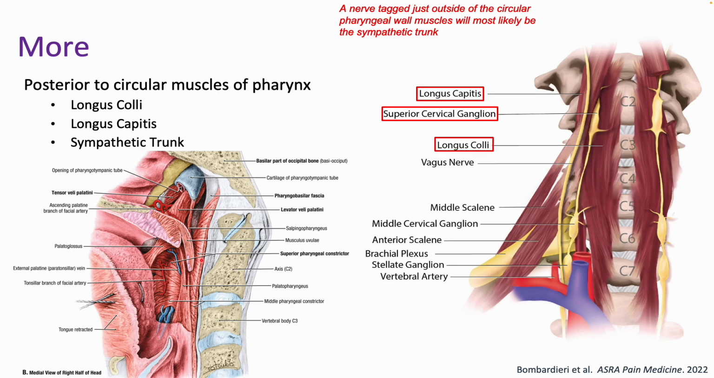Also, if you are moving the circular layers back and you're looking deep to the circular layers down here, you'll see these two muscles, but you'll also see some nerves. And so if that's retracted, you see a nerve tagged under there, that's almost definitely going to be part of our sympathetic trunk. If you see a ganglion, it's going to be the superior cervical ganglion. But if you just see nerves, that's going to be almost definitely part of our sympathetic trunk.